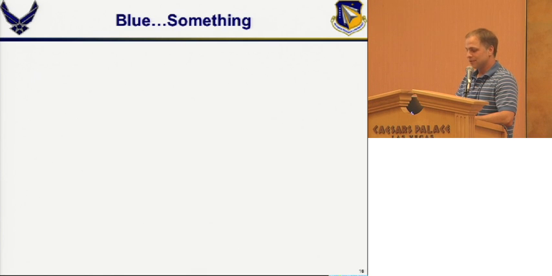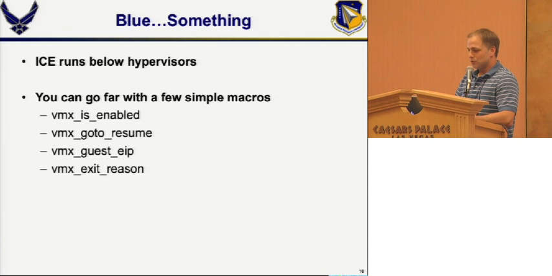So, like I said before, a lot of the things that I've talked about you can do with a kernel debugger. I mean, the macro language and putting breakpoints in drivers and things. Yeah, you can do a lot of that with WinDbg. But you can't really debug hypervisors so well, because even your kernel debugger is still running at the kernel level, and a hypervisor is one step below that. And so the ICE is running below hypervisors. So again, with a few simple macros, you can get a lot of functionality out of that.